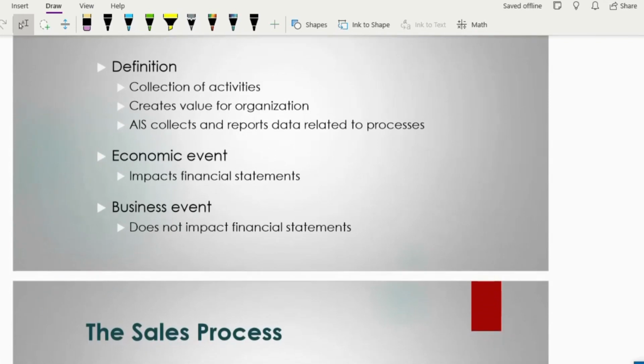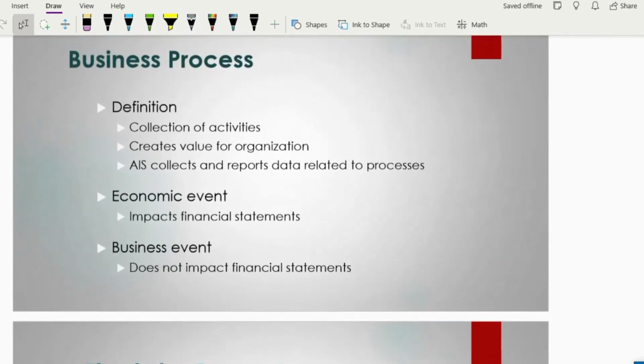So the main theme of this chapter is business processes. As I mentioned before, we will be talking about some business processes here. So what is a business process? A business process is the set of all those connected activities which create value for the organization. The accounting information system collects and reports the data related to these business processes.